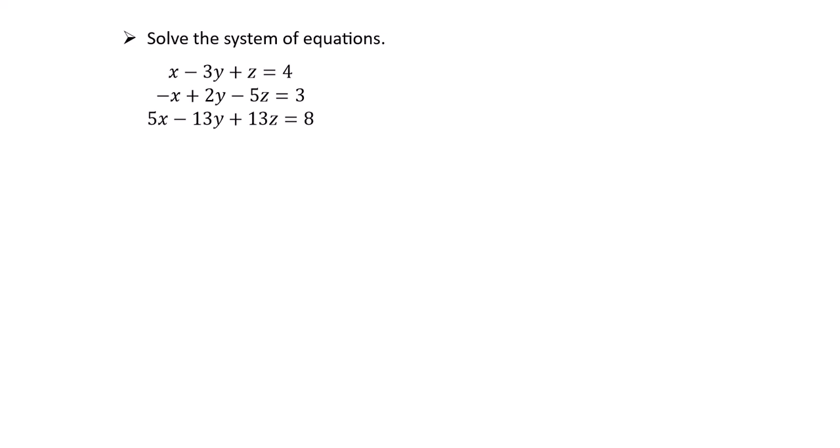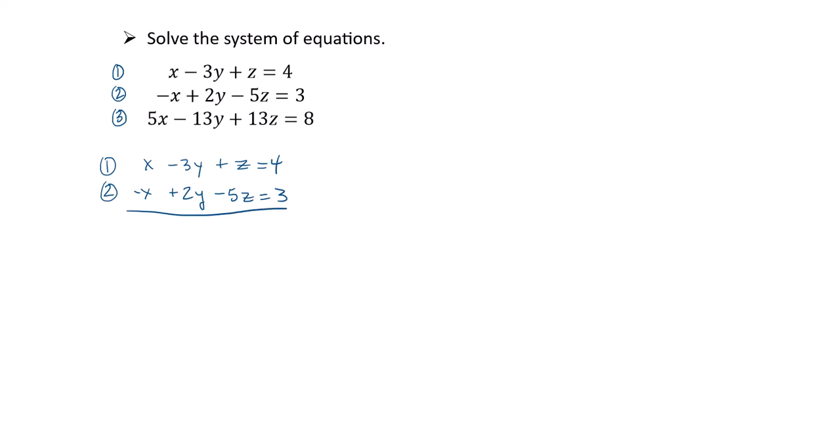Let's solve this system of equations if possible. x minus 3y plus z equals 4 and negative x plus 2y minus 5z equals 3. Those are two good equations to put together to eliminate x. So let's do that here. I don't have to even modify the equations. I'm just going to write them down again, keeping all my work in the same order as before.